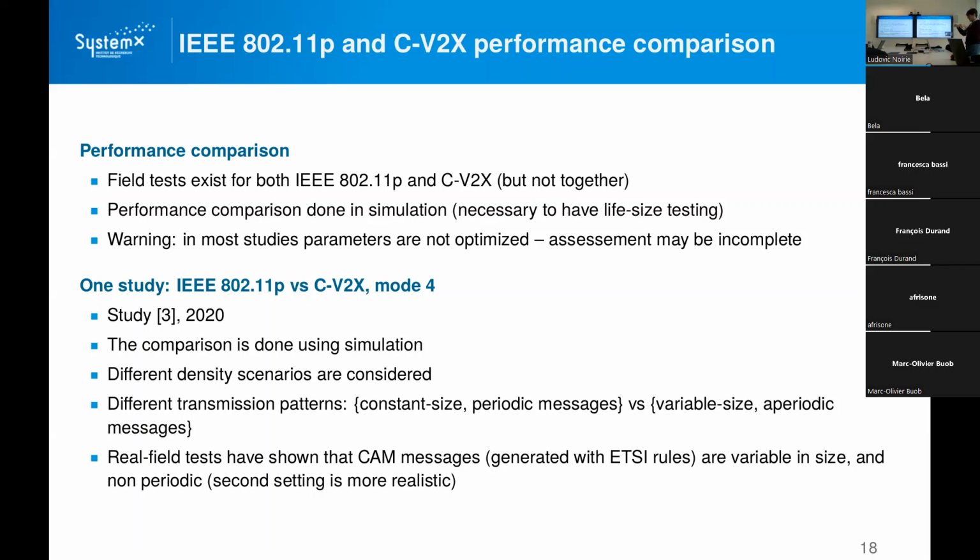And if you go and track the transmission behavior of CAMs in real life, you will see that these CAMs are not periodic. They are aperiodic for the set of rules that we were speaking about earlier. So testing with aperiodic messages and variable size is closer to real life.